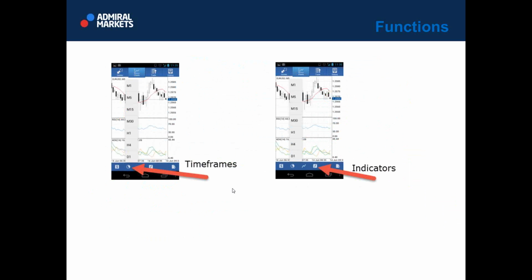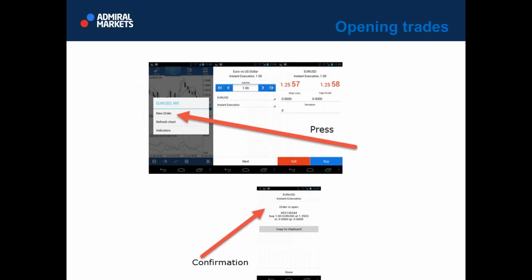To remove or edit an indicator, you just need to press the indicator which you want to remove and then you will be given the option Remove.